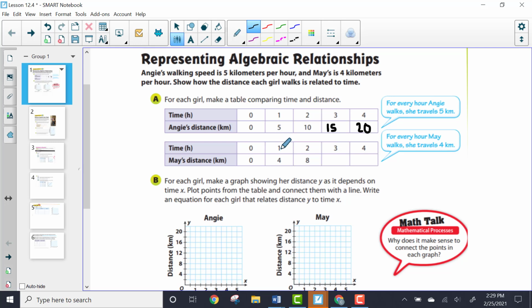So May, 1 hour, 4 miles, 2 hours, 8 miles. So we can see what's happening to our 1 in order to get it to 4. Adding 3, yes, but that does not work for the 2 and the 8. So we're multiplying by 4. So you multiply each hour by 4, and that shows you how far she travels for 3 hours, and also for 4 hours.